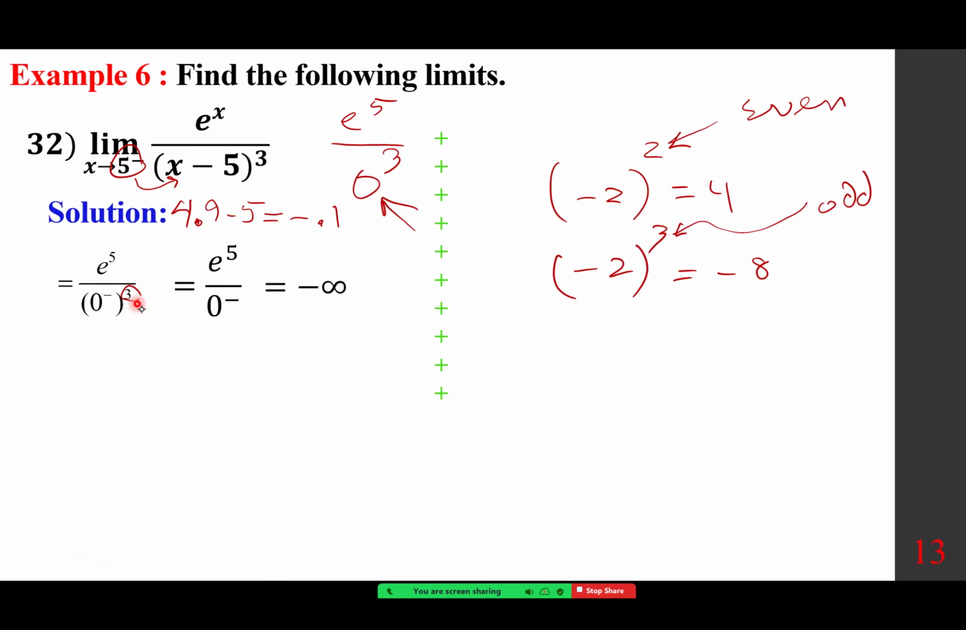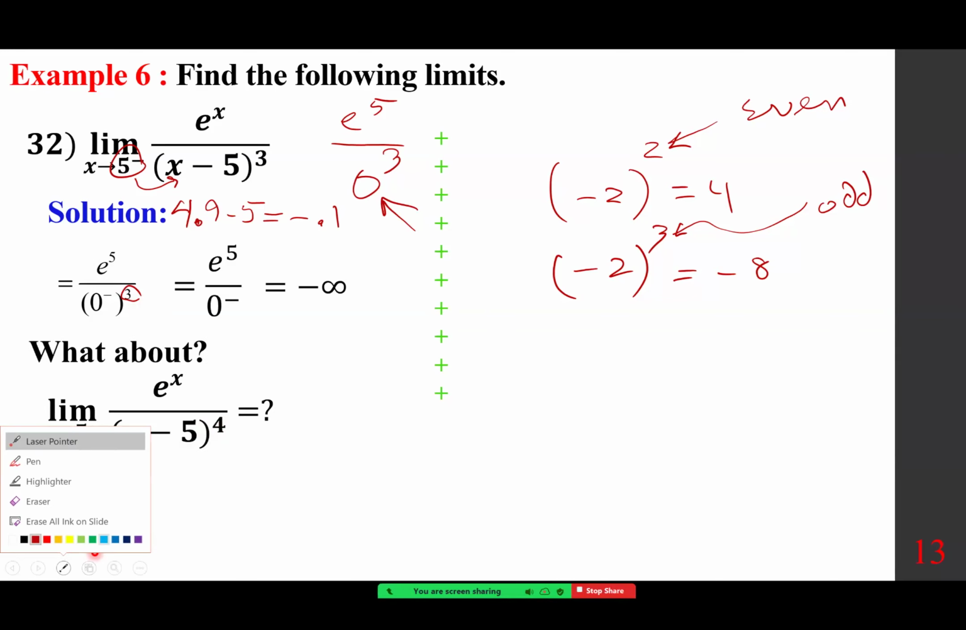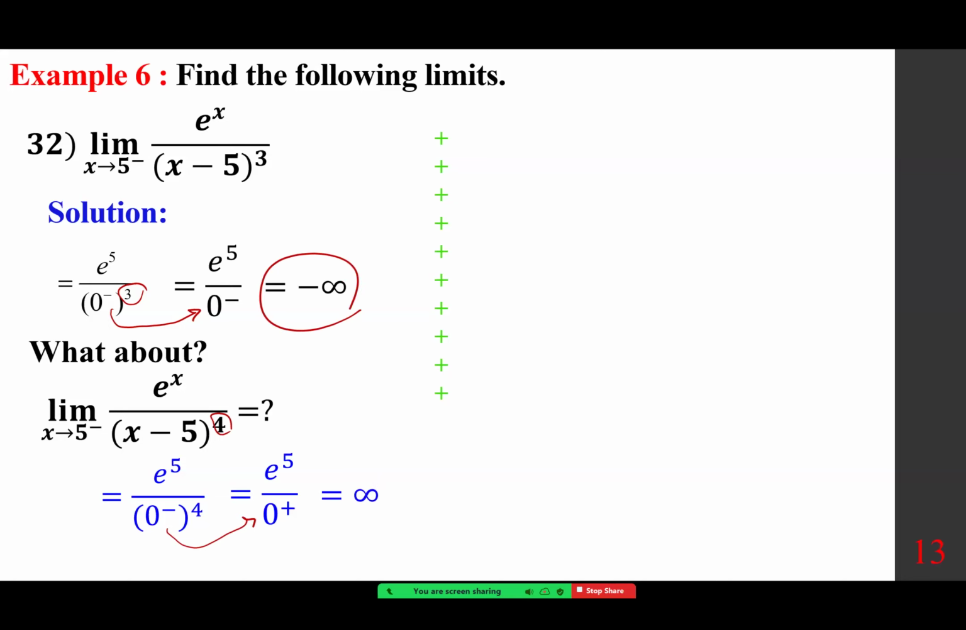To understand this better, I'm going to give you the same question, but I'm going to change the exponent from odd to even. When that happens, 0 from the left to the power of 3 becomes negative from the left, okay, and from the right becomes positive. Therefore, this is negative infinity, but this one must be positive infinity. So I hope you see the difference between the two.